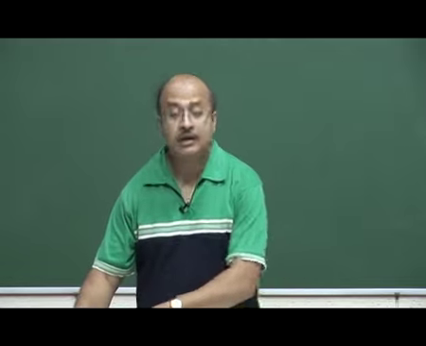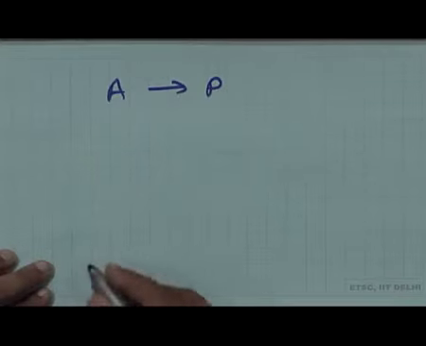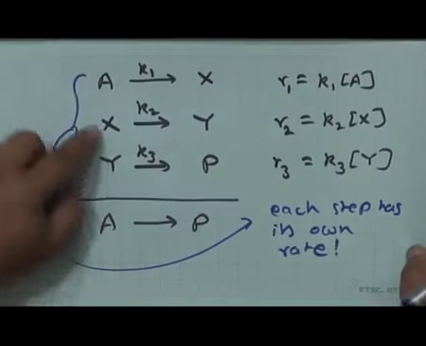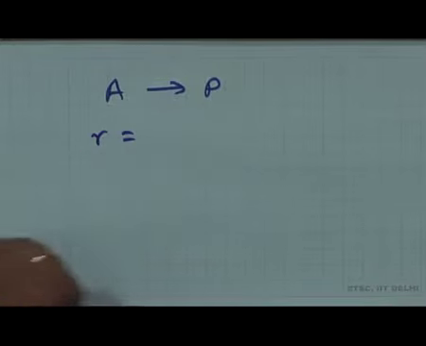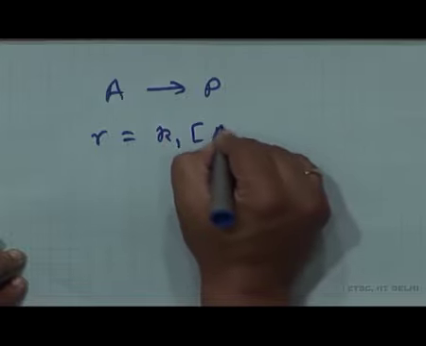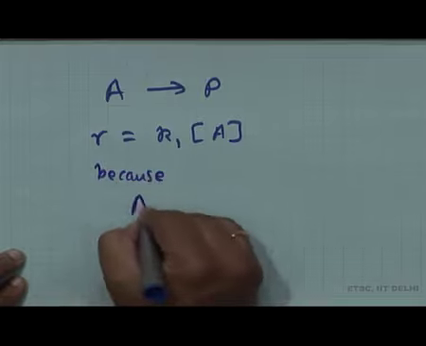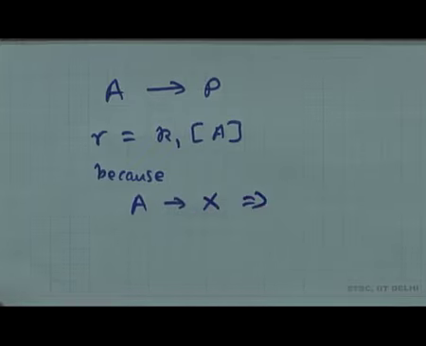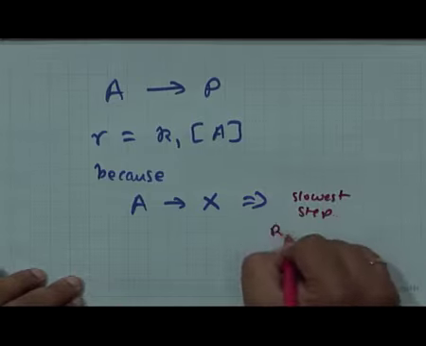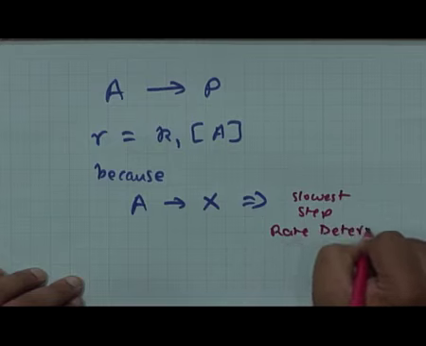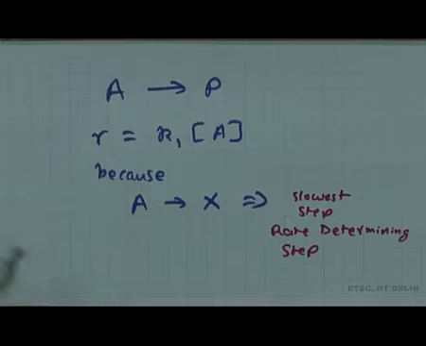for the series of reactions finally A going to P, that means I have A going to P, which is made up of these 3 elementary steps, then the rate is equal to K1 times concentration of A, because the step A going to X was the slowest step or the rate determining step.